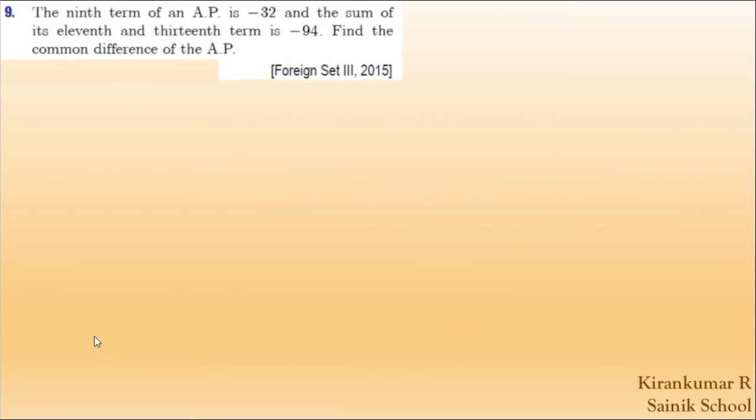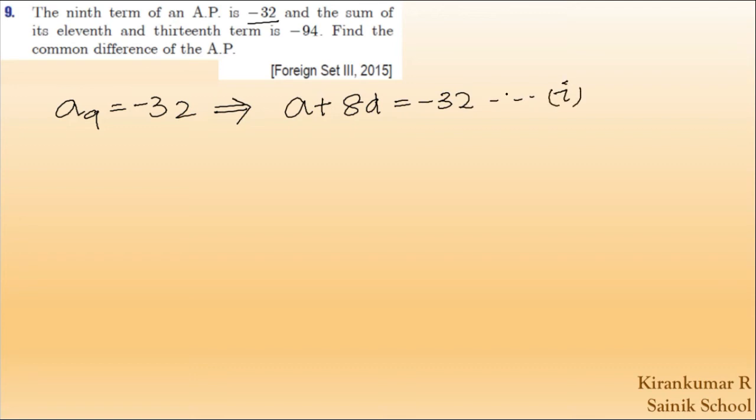Question number 9. The ninth term of an arithmetic progression is minus 32 and the sum of its 11th and 13th terms is minus 94. Find the common difference. It's a question similar to the previous question. So as per the given, the ninth term is minus 32. From this I get an equation a plus 8d equal to minus 32. Let me name this as equation 1.